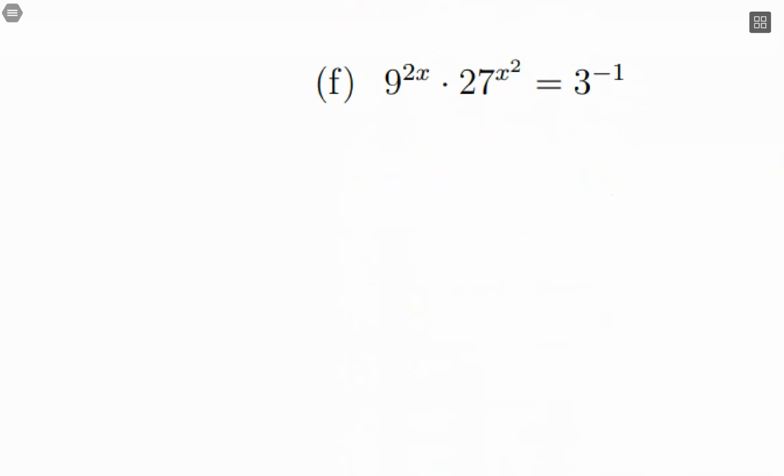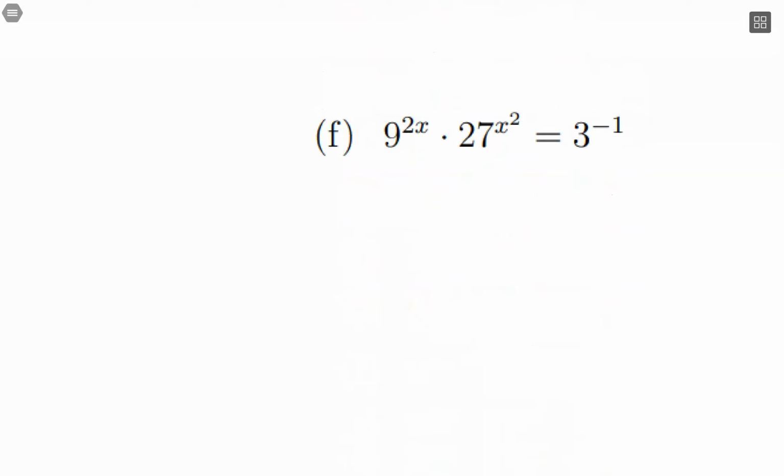Now let's end with a tricky one. This will get some good exponents practice with it. So basically, I'm going to try and get everything into base 3. So 9 is the same thing as 3 squared, and then we have that exponent of 2x, times 27 is the same thing as 3 cubed, and then we have that exponent of x squared, and we want that to equal 3 to the power of negative 1.